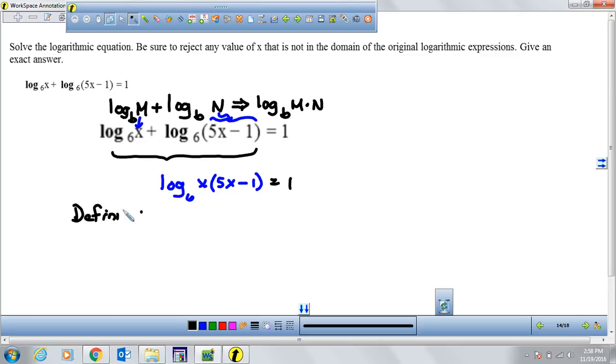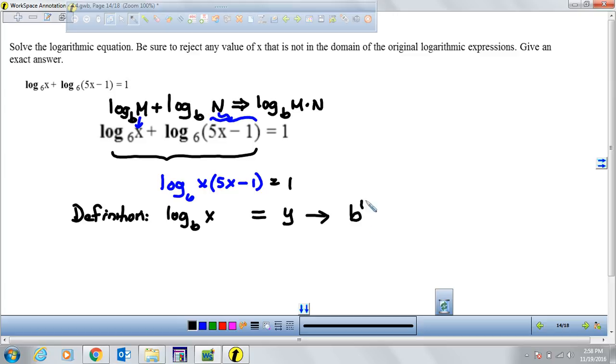The definition again says that log base b of x equals y. That is equivalent to b to the y power equals x. So right here what we can see is that the base is 6, right? My x is represented with x times 5x minus 1, and my y is 1. So b, which is 6, raised to the power of y, which is 1, equals x. In this case, my x is represented by x times 5x minus 1.